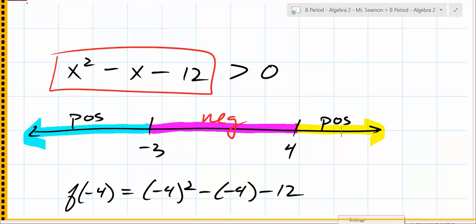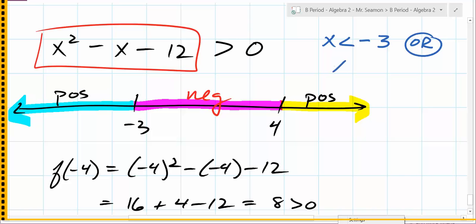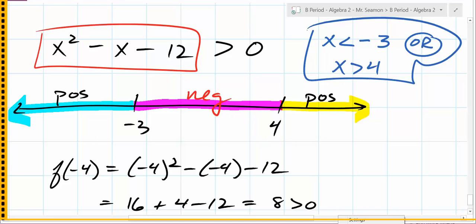I asked you, where is this function greater than 0? Can you tell me where is it greater than 0? Calvin, where is it greater than 0? Less than -3 or what? Greater than 4. That would be your answer right there. X is less than -3 or greater than 4.